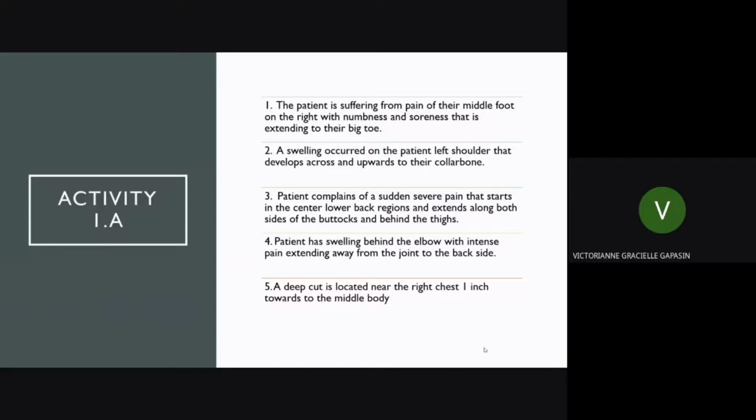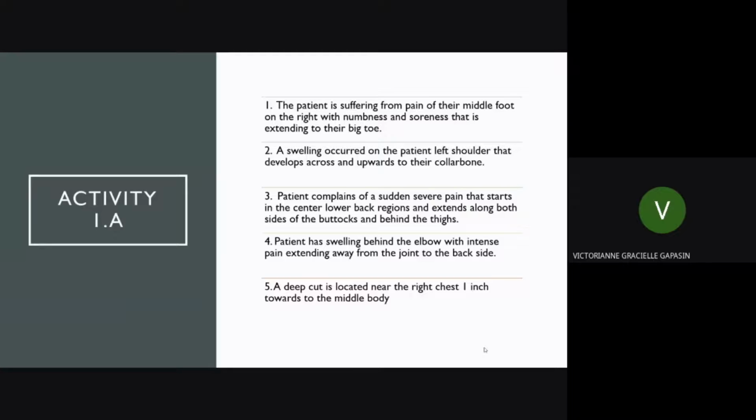So in this part, we will be translating the anatomical language in layman terms. So number one, it says here patient is experiencing local pain at the right medial tarsal region with numbness and pain radiating to the ipsilateral hallux region. Our answer here is the patient is suffering from pain on their middle foot on the right with numbness and soreness that is extending to their big toe.